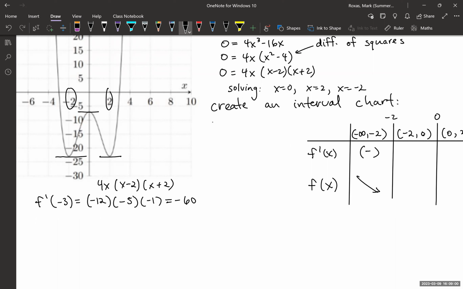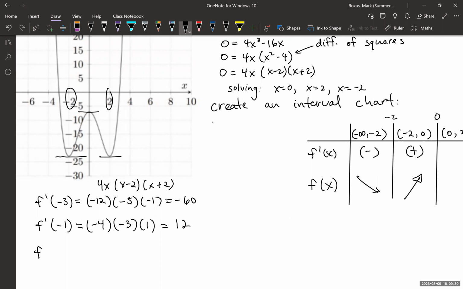For the next interval from negative 2 to 0, the test point maybe I can use is negative 1. And again, this is all arbitrary. You pick any test point in that interval. So for negative 1, I have 4 times negative 1, which is negative 4. X minus 2 will result in negative 3, and x plus 2 results in positive 1. Two negatives and a positive make a positive. That is 12, but I don't care about the 12. I just care that the derivative is positive. And so the function is increasing from negative 2 to 0.